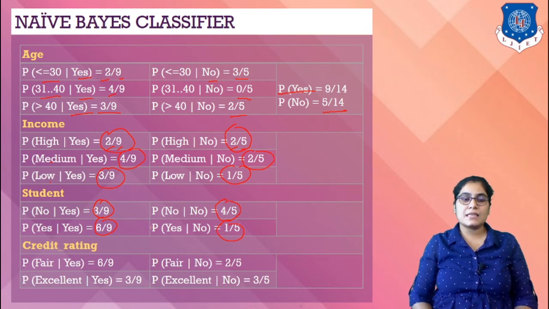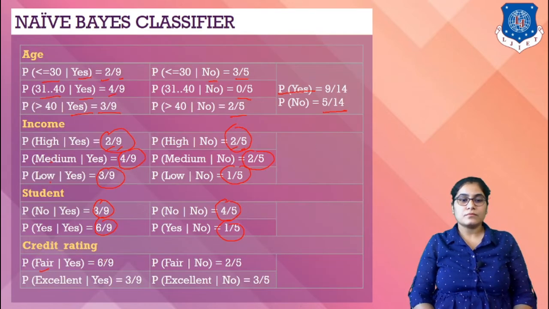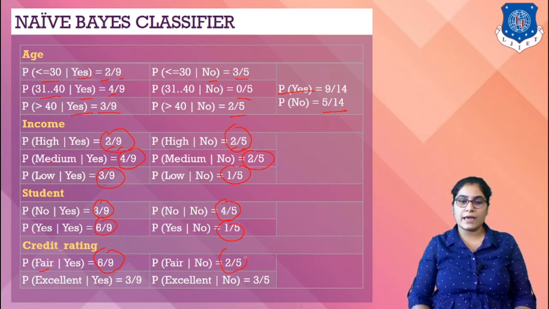Now we will repeat the same procedure for credit rating. Here we have 2 different values for credit rating, that is fair and excellent. So we have to check that out of a total of 9 class labels that have a value yes, how many records have a credit rating fair? From the previous table we get to know that there are a total of 6 records that have fair credit rating and class label yes, and there are a total of 2 records that have fair credit rating and class label no. So the probability is 2 by 5.